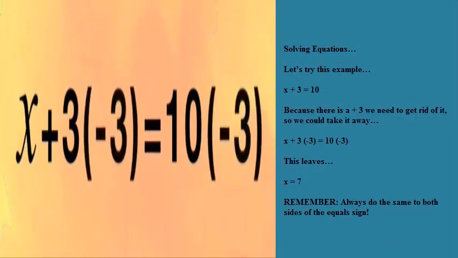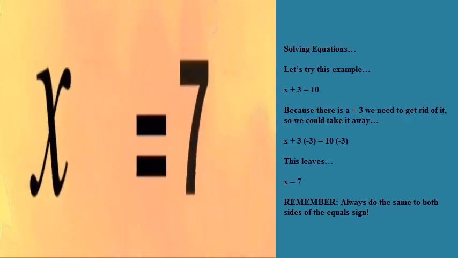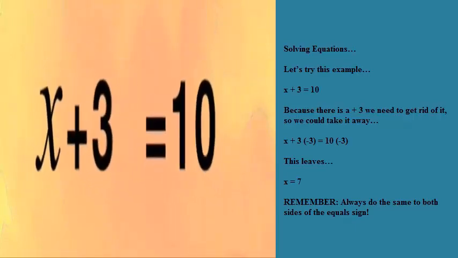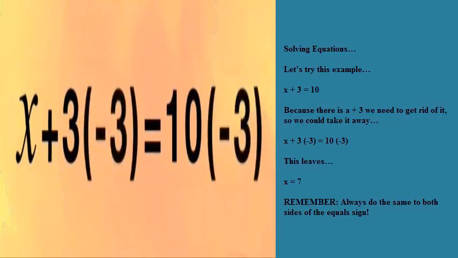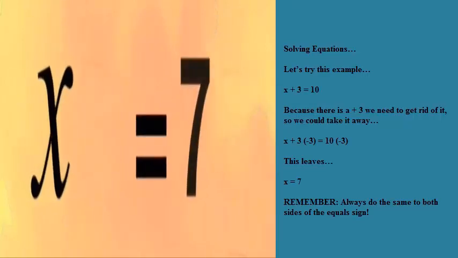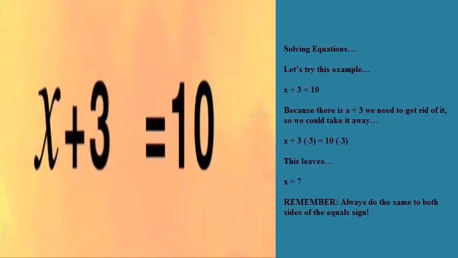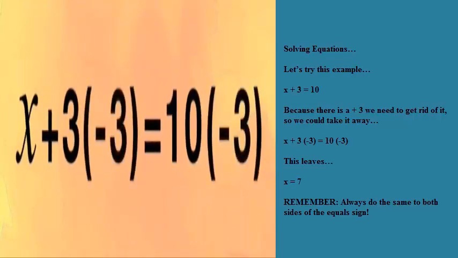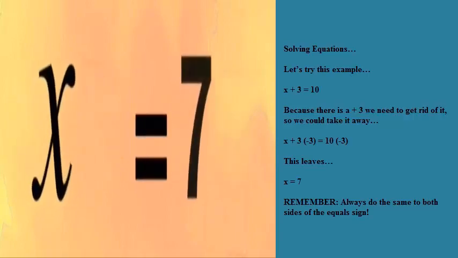Let's try this example. X plus 3 equals 10. Because there is a plus 3, we need to get rid of it, so we could take it away. X plus 3 minus 3 equals 10 minus 3. This leaves x equals 7. Remember, always do the same to both sides of the equal sign.